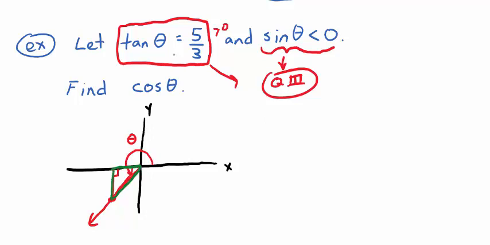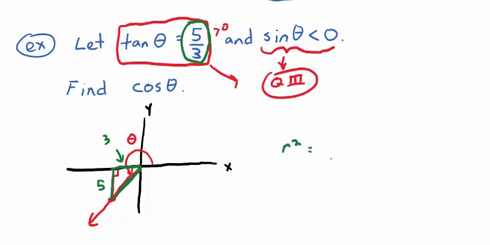Now use the fact that the tangent of theta, the TOA part of SOHCAHTOA, to tell me how to label two of the sides of this triangle. What would the opposite side be? 5, right? TOA, tangent equals opposite over adjacent. So what would the adjacent side be? 3. Can we get the hypotenuse then? Yeah. What's R? R stands for the hypotenuse.